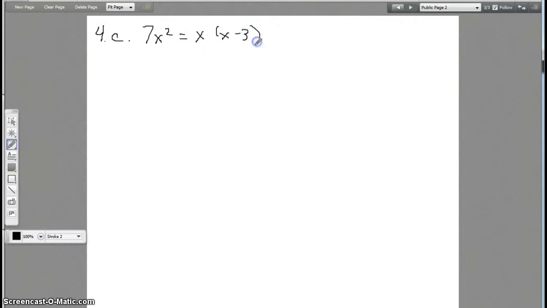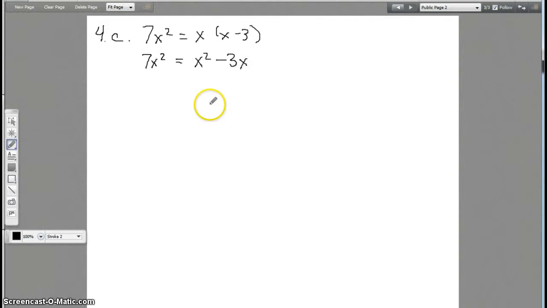times x minus 3. Well, we can't write our a, b, and c yet because we aren't in standard form. So I'm going to copy the left side, 7x squared, and I need to multiply out this right side. X times x is x squared. X times negative 3 is negative 3x.